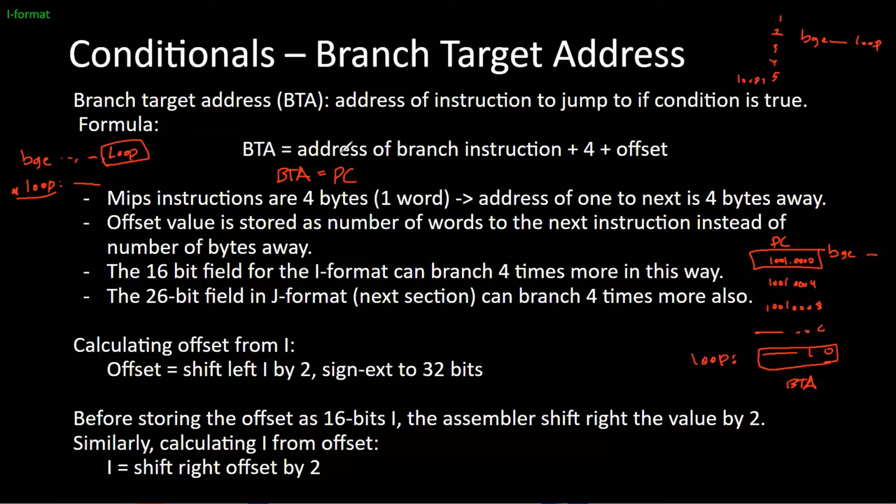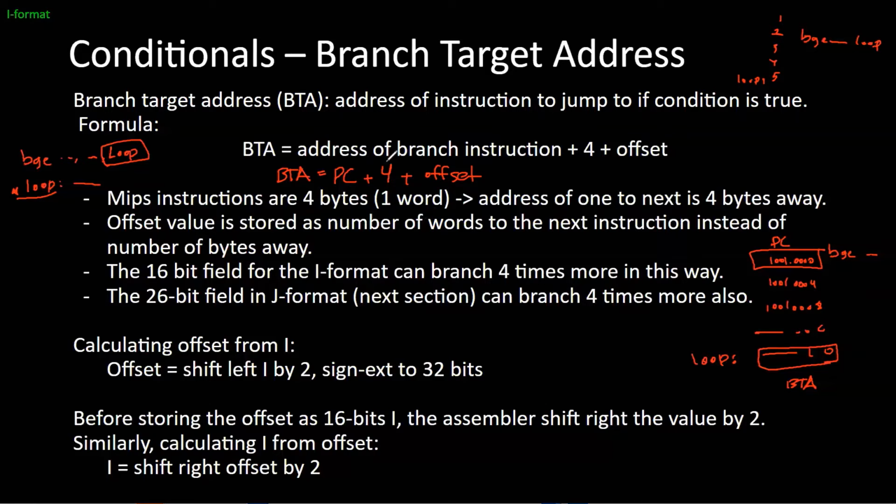So the branch target address is the address of the branch instruction, that's the current line, plus 4, and I'm going to tell you why 4, and then plus offset. This offset is basically the difference, how much I want to jump. Almost, not exactly, but almost. We'll get there. So BTA is clear, PC is clear. PC is the current line, BTA is the final location.